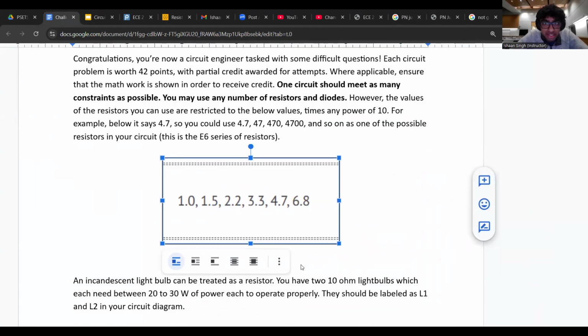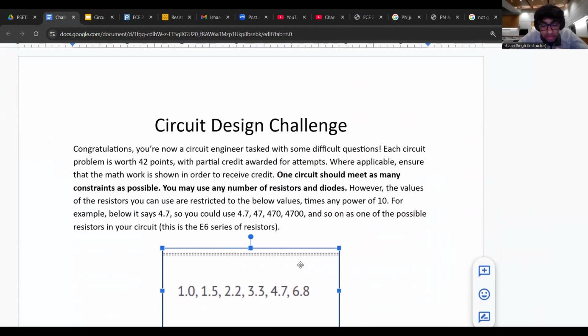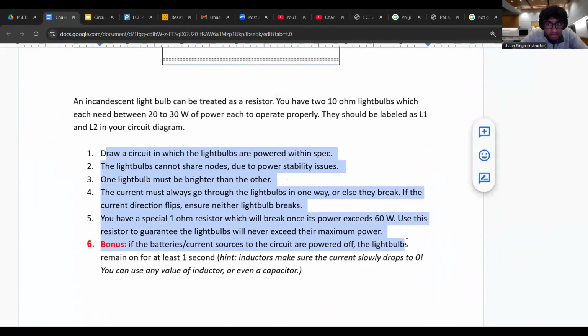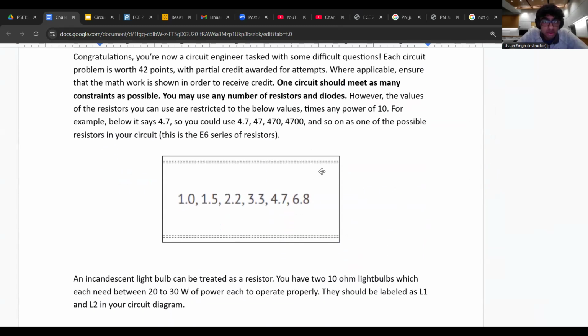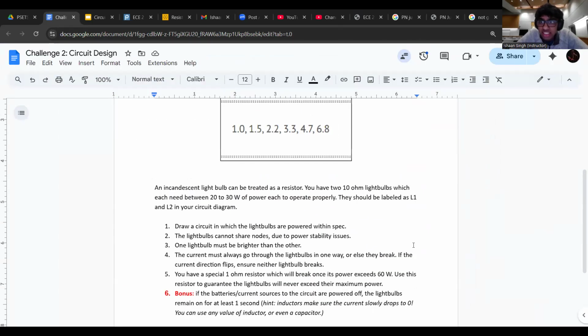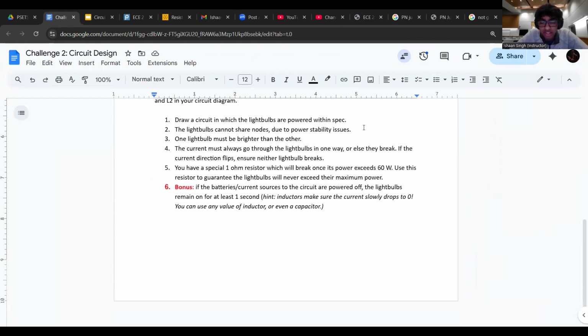They're called E6 series resistors. You can use as many diodes, capacitors, and inductors as you like. And you want to meet as many of these constraints as well as the original design problem as you can. Okay? So this is a very realistic circuit problem. I mean, this is what circuit analysis is like in the real world. You're given some constraints to meet, and you've got to design a circuit that meets those. So I think this will be fun. I think you guys will learn a lot from doing this.